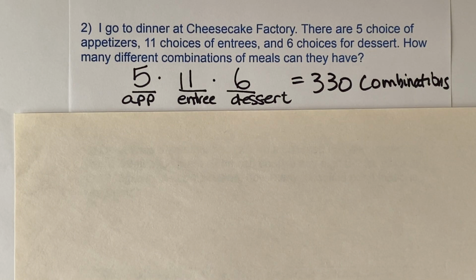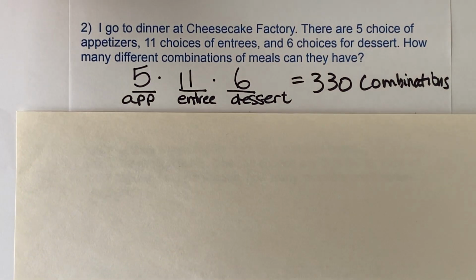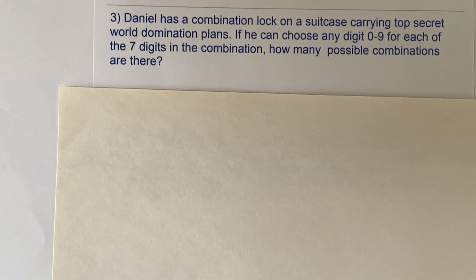Okay, now I could turn this into probability. Let's say I told you what the 5 apps were. I told you what the 11 entrees were. I told you what the 6 desserts were. And then I turned it around to say, what is the probability Mrs. Conlon would pick mozzarella sticks for an appetizer, chicken for an entree, and ice cream for a dessert? You would say 1 out of 330. So this is going to kind of lead into more probability.